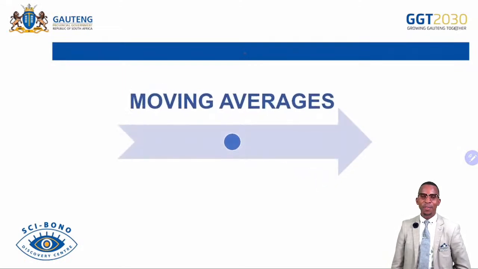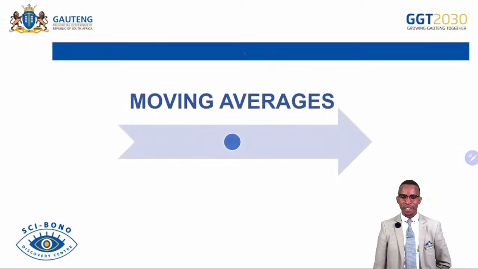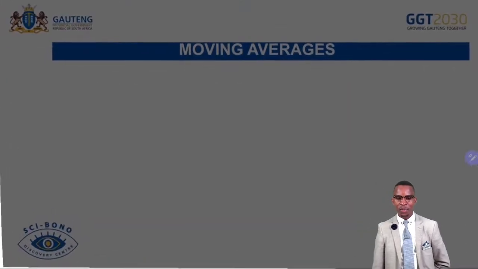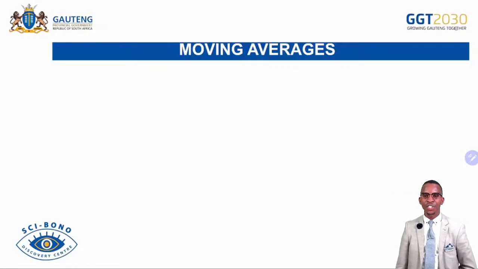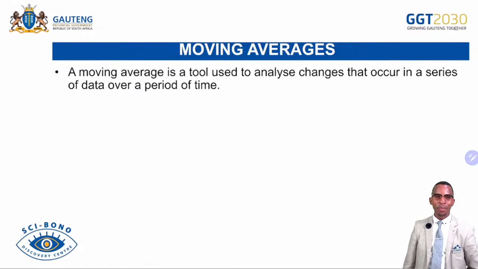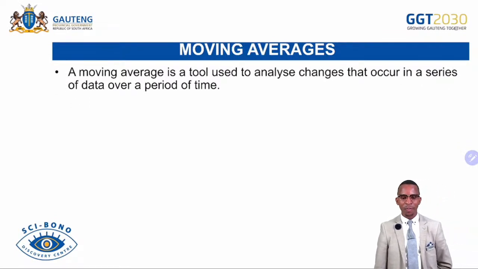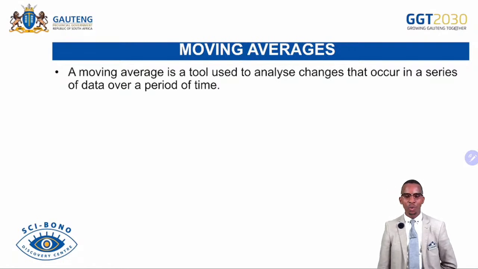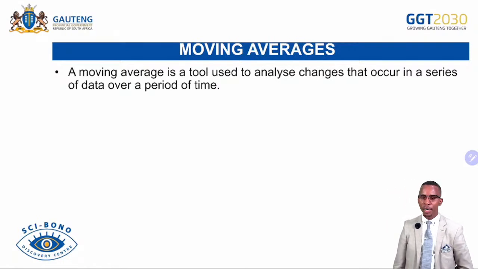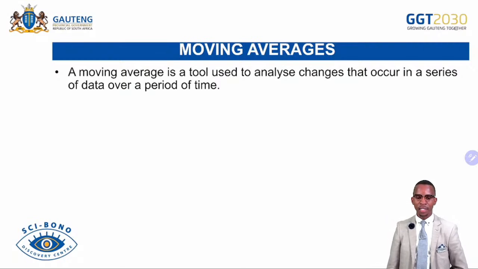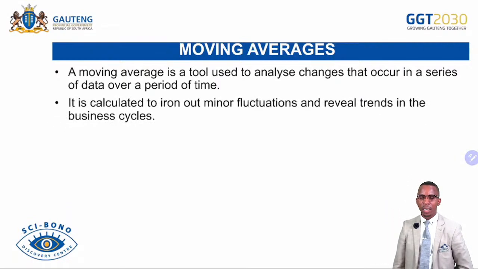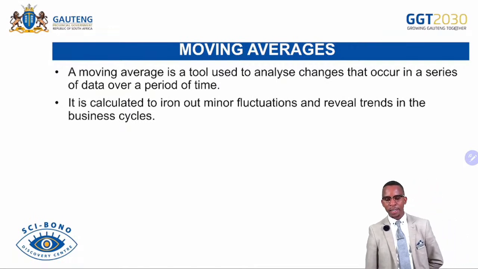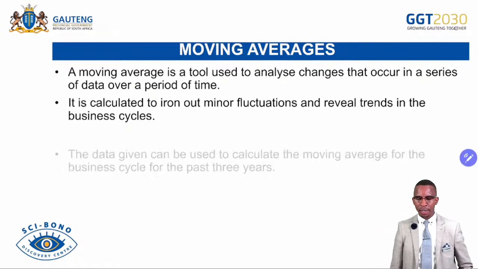So then the moving average, the last portion of our lesson. Also a well undermined topic that we don't treat the most. So let's see what is on the moving averages. We know that moving averages is a tool used to analyze changes that occur in the economy using the data series given over a period of time. It's also used by the government to iron out the minor fluctuations of the business cycle. So it is calculated to iron out minor fluctuations and reveal trends in the business cycle, that is the moving average.